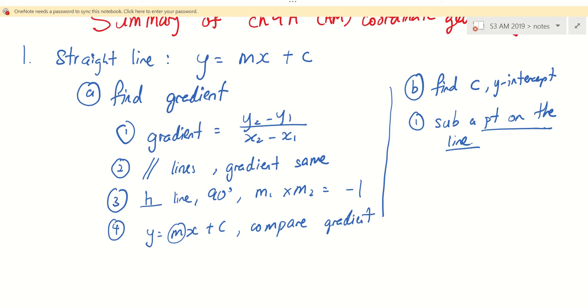Y equals to a number x plus a number. Anyone need me to clarify anything before I go on to the second one? Point. So P-O-I-N-T, point. Okay. Now number 2.